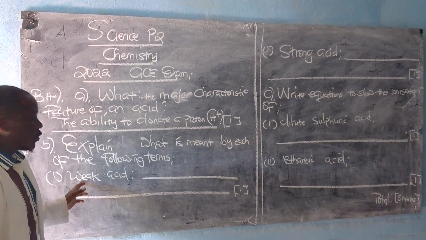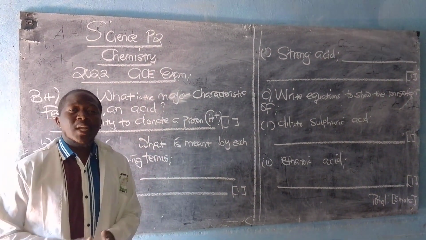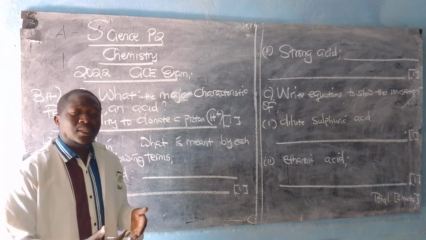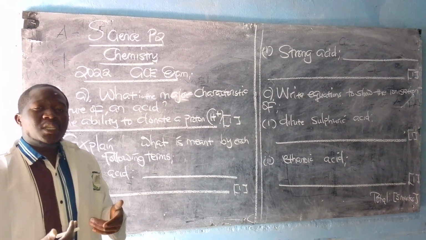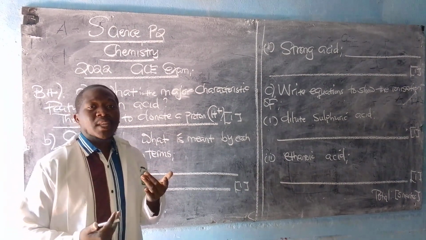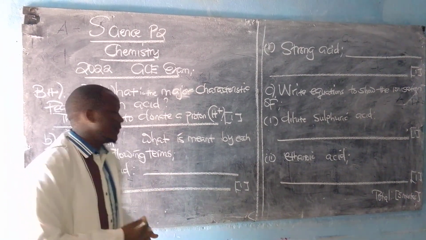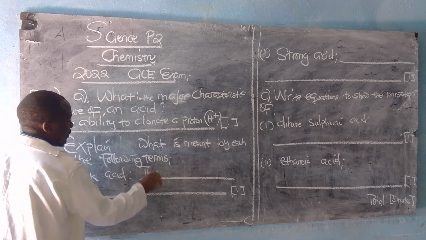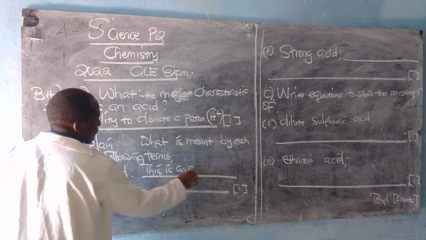Then B, explain what is meant by each of the following terms. We've got first one, weak acid. A weak acid such as acetic acid is an acid which is going to ionize partially when dissolved in water or aqueous solution.